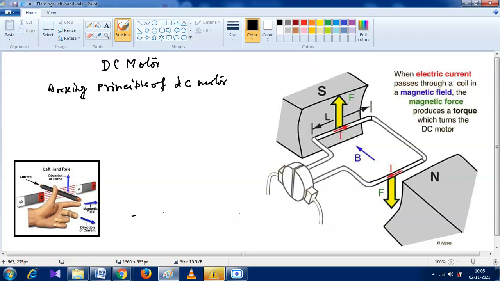Apply that rule on this conductor, see what happens. The direction is upward, stretch the left hand, see, this conductor goes up. And this conductor, which way will it go? Downward. The direction of that conductor is downward, so the resultant rotation is clockwise if we see from the side of the commutator. This is basically the commutator. If we see from that commutator side, then we can see the motor will rotate in clockwise direction. This is the working principle of a DC motor.